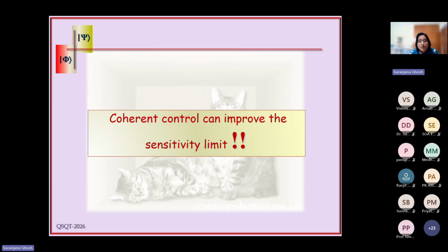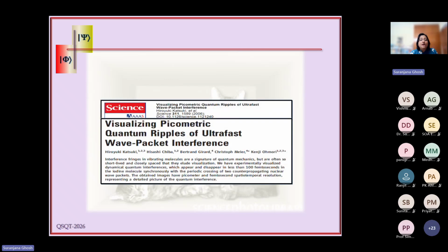Now, how can one improve the sensitivity limit? Here we use a current control method. There is a lab in Japan, Professor Group. They have been working with the iodine molecule, and they experimentally visualized these quantum interference structures.